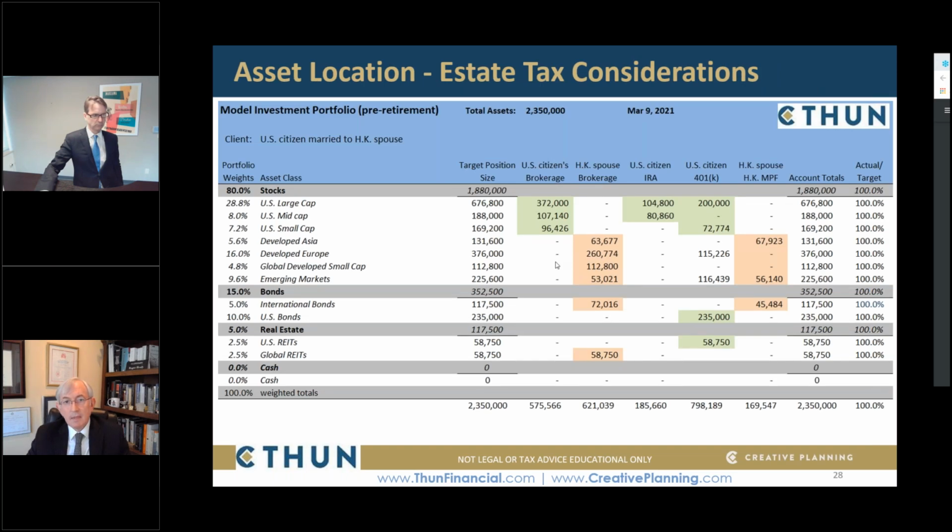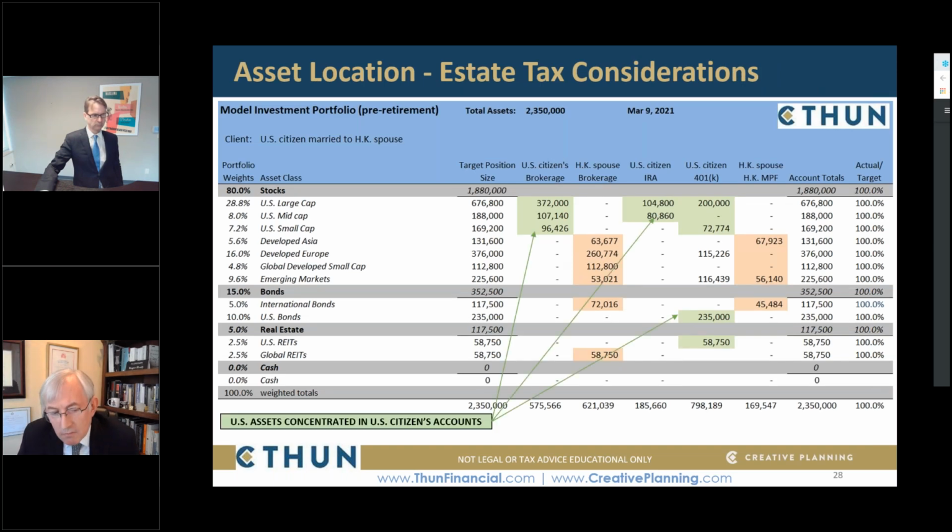Next slide, please. Now, how can we start to think about this when we're trying to invest assets for a US citizen and a non-resident, non-citizen spouse? In this scenario, we're looking at a Hong Kong spouse. So we concentrate for estate tax purposes the US assets, so these are US funds or US securities, in the US citizen's account. Now, Hong Kong doesn't have an estate tax treaty with the US.